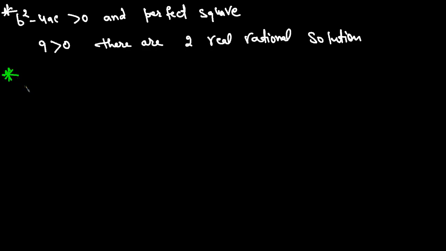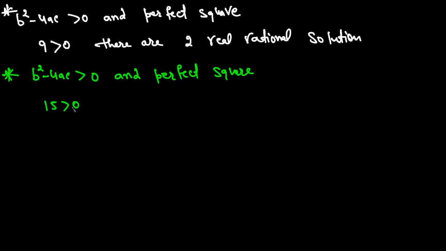Next thing, third thing is, if b square minus 4ac is greater than 0 and not a perfect square, for example, there is an equation, we solve it, we got a number, let's say 15, greater than 0. So 15 is greater than 0, but 15 is not a perfect square. If it was 16, then it's a perfect square, but if it's 15, it's not. In that case, there will be two real solutions, but they'll be irrational. So you get two real irrational solutions. Okay, so when they're perfect square, rational; when they are not perfect square, irrational.